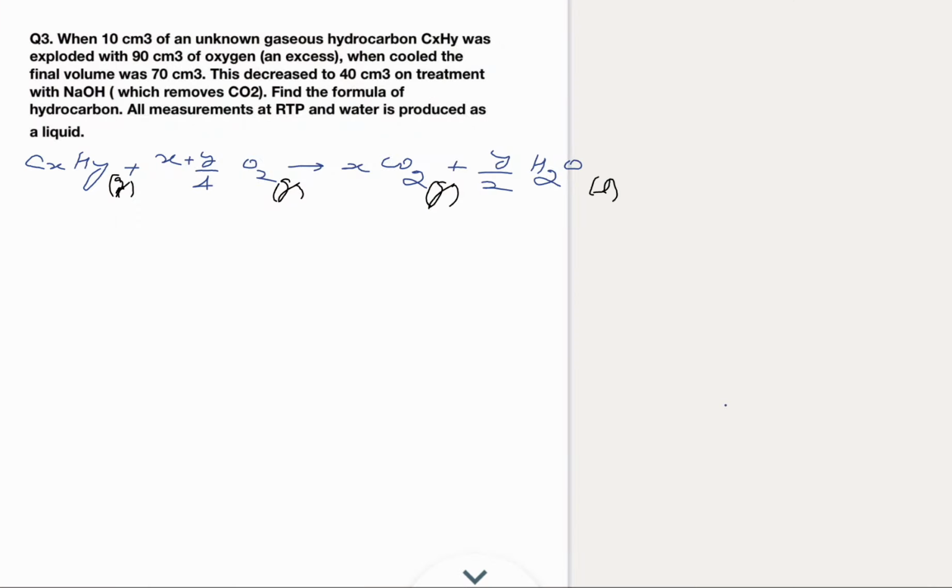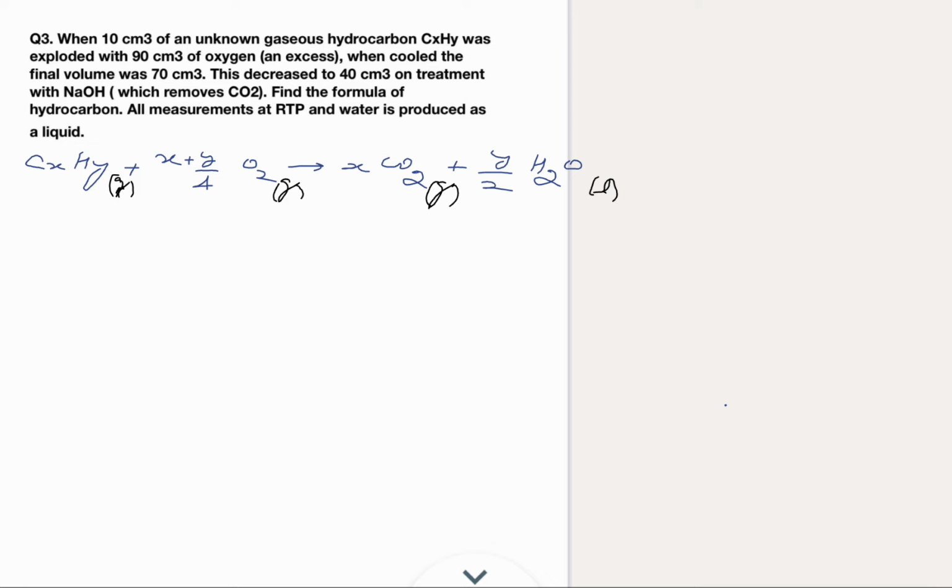So here's my series on the toughest combustion analysis questions. Here is question number 3, and you can see it here. When 10 cm³ of a hydrocarbon was reacted with 90 cm³ of excess oxygen, we have to find out the formula of the hydrocarbon. Now from the previous question you already know that this is the equation that we are going to have.